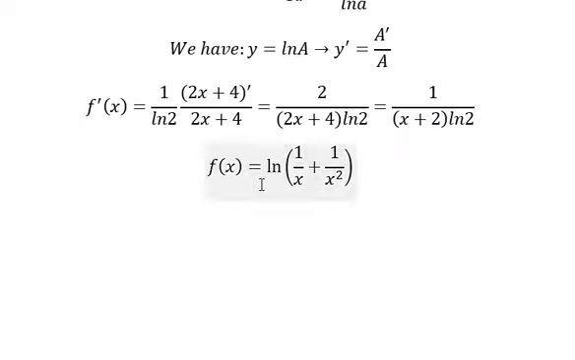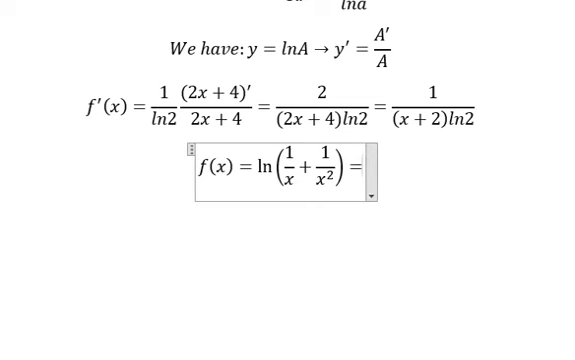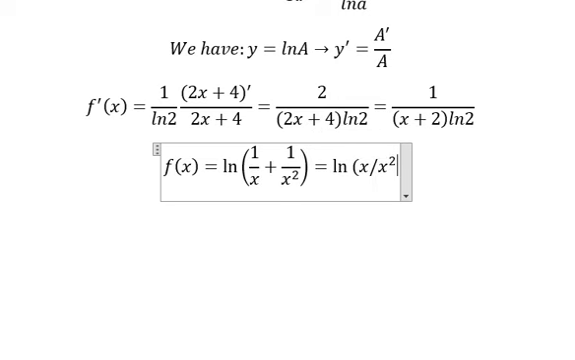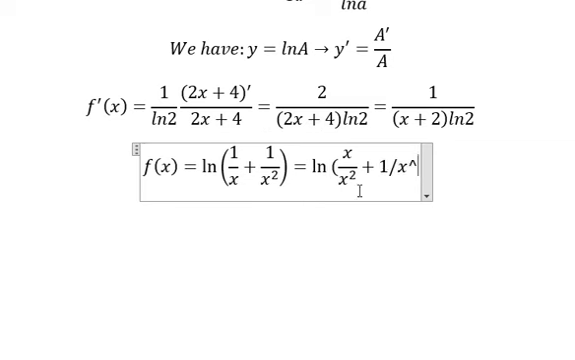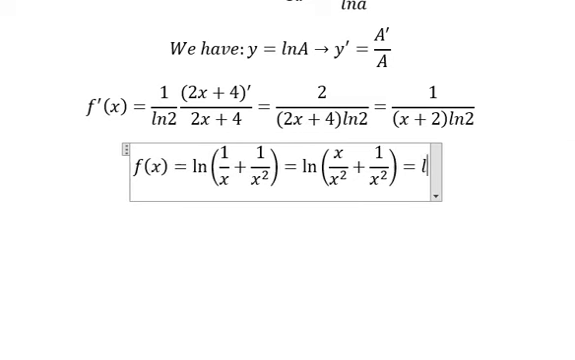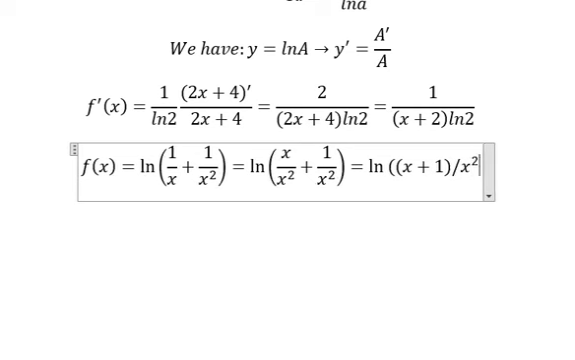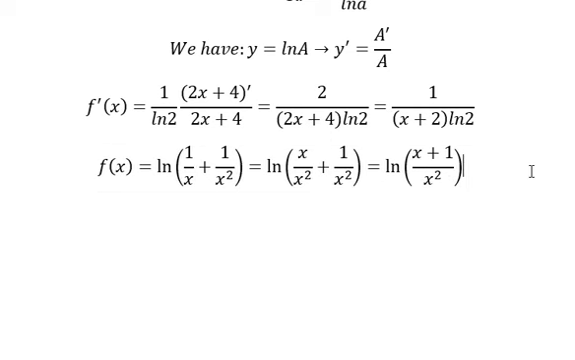Now let's go to the next one. For this one, I need to do about common denominator. So we can put like this. So we have the formula in here.